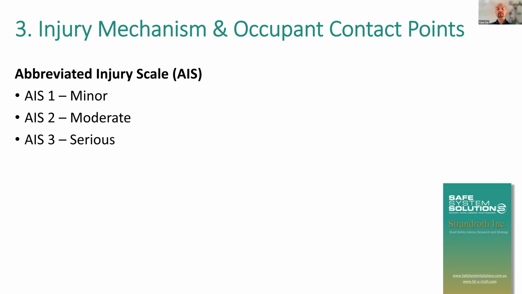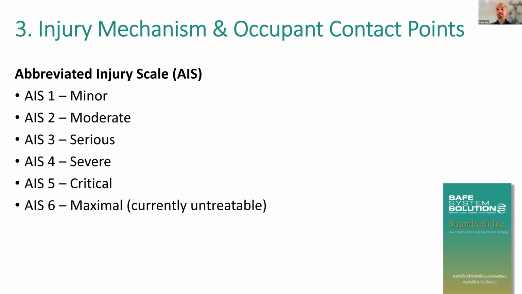The plus meaning anything from 3 and higher. 4 is a severe injury. 5 is critical. And 6 is maximal, where it is currently untreatable. So there you go. For those who may not have been aware of this, there are actually 6 levels of AIS. In Australia, we tend to say AIS3+, and for understandable reason, those are the crashes that we're trying to address.